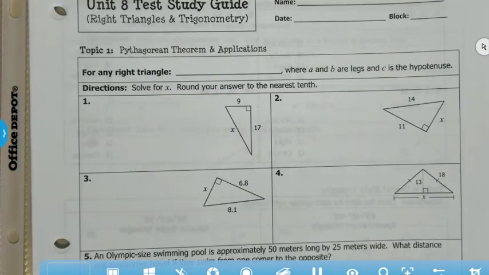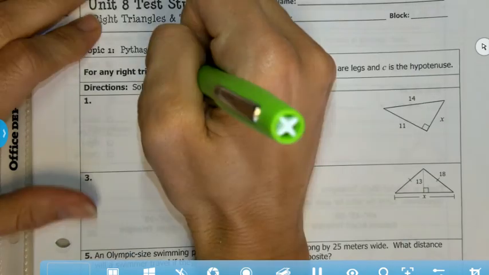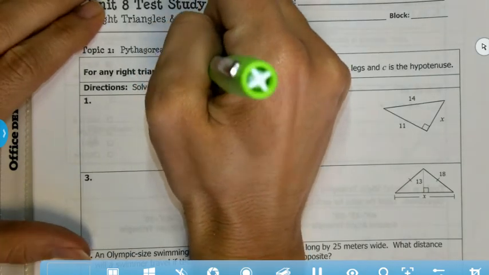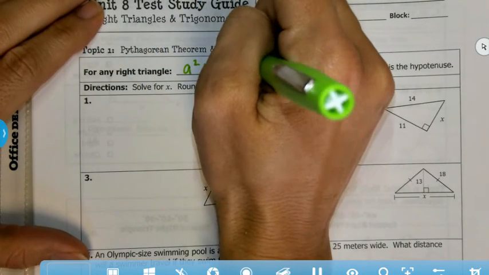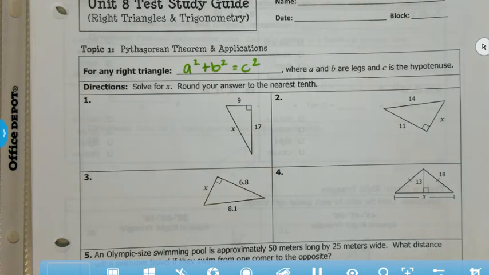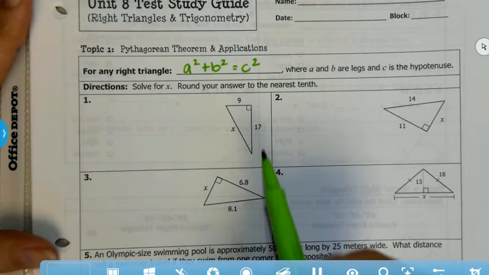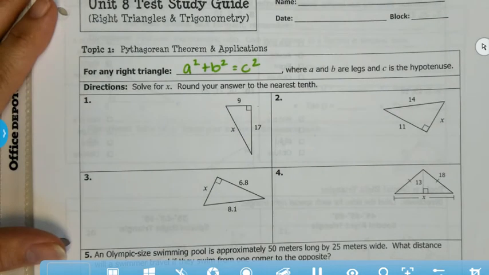All right. For topic 1, it says that for any right triangle, the Pythagorean theorem says that a squared plus b squared equals c squared. That is the Pythagorean theorem where a and b are the short sides and c is the hypotenuse. So go ahead and work it out and see if you can figure out what x is for number 1 now.